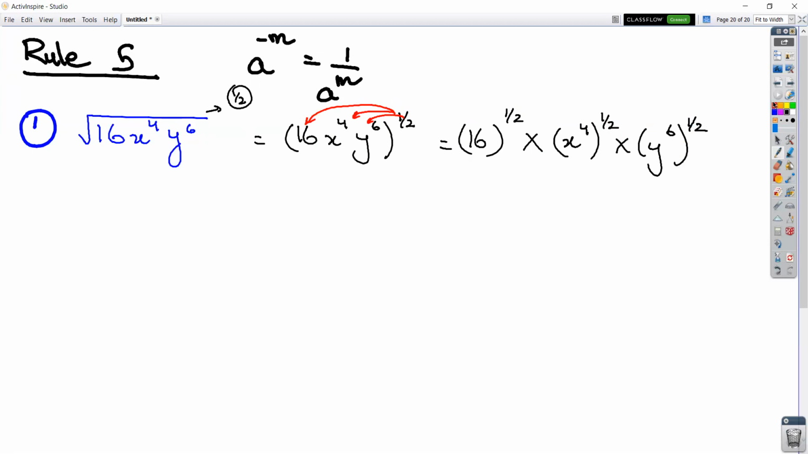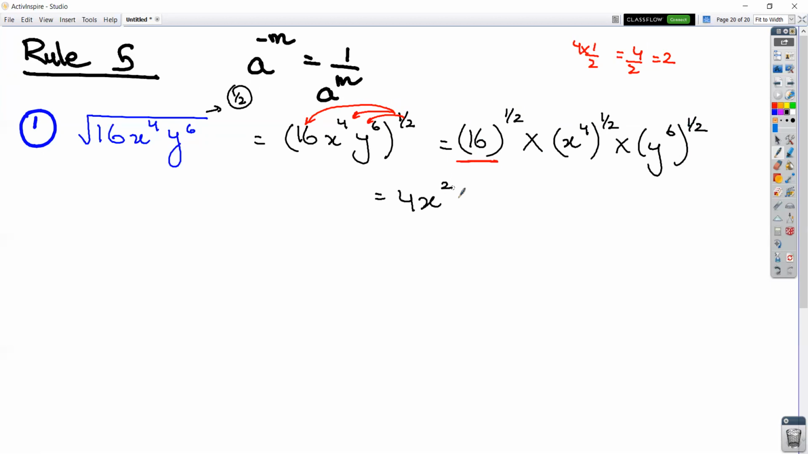So to start with the first one, as I said, square root means a power of a half. What's the square root of 16? The square root of 16 is 4. Then for x, we do 4 times a half, so I'll do that on the side. 4 times a half is 4 over 2, which is the same as half of 4, which is 2, so the power on x would be squared.